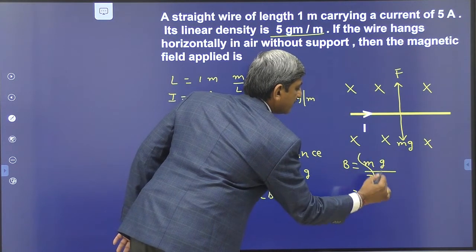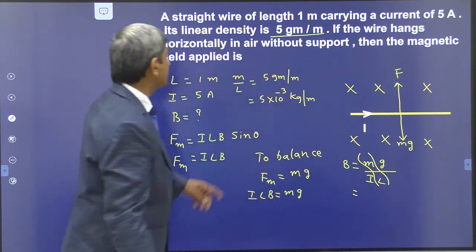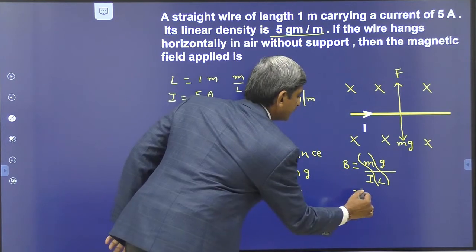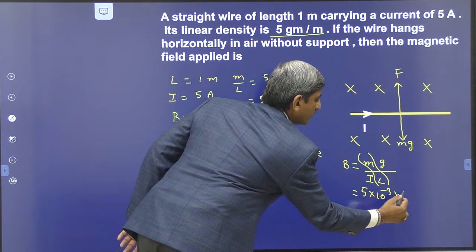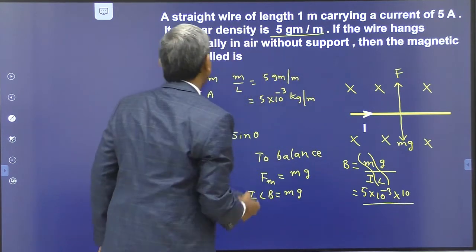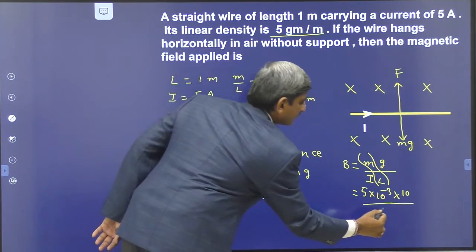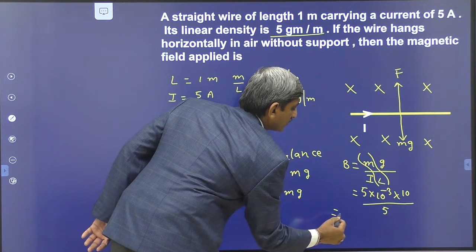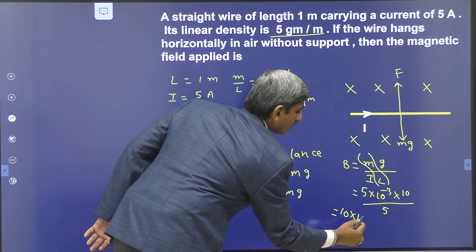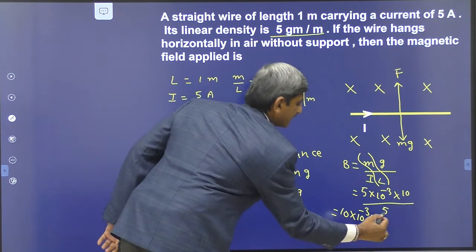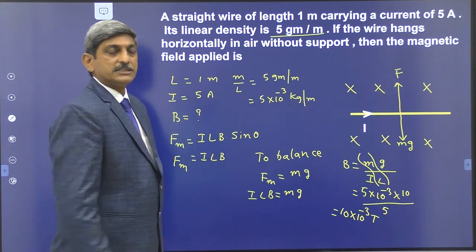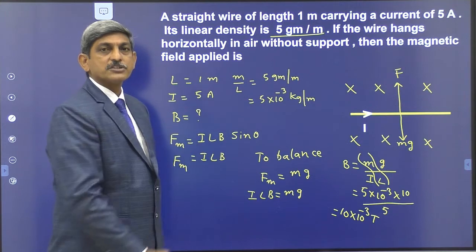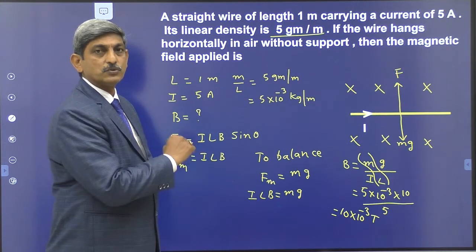So m by L value is given for us. This m by L is equal to 5 into 10 to the power of minus 3, into g is equal to 10, divided by I is equal to 5. So this is equal to 10 into 10 to the power of minus 3 Tesla. Like this, we can determine the strength of the magnetic field and also the direction of the magnetic field required to support a wire.